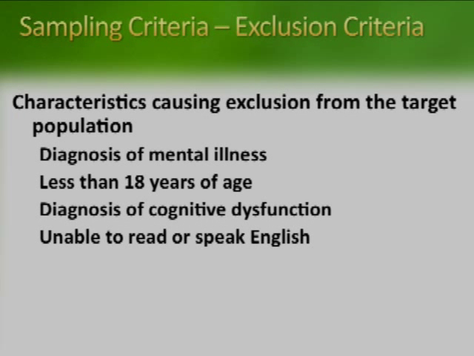Now we're going to look at a sampling criteria known as exclusion criteria. These are characteristics that cause exclusion from the target population, possibly a diagnosis of mental illness, someone less than 18 years of age, diagnosis of cognitive dysfunction, or unable to read or speak English. It is important, both inclusion and exclusion, to know these criteria because it increases the strength of the evidence and decreases those horrible extraneous variables that come in and muck up your study.